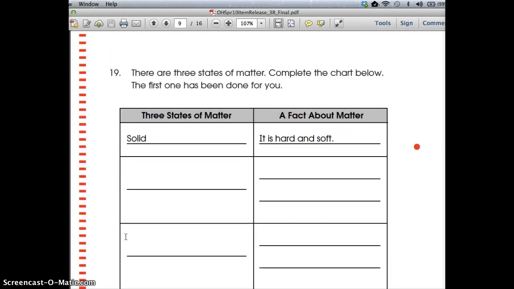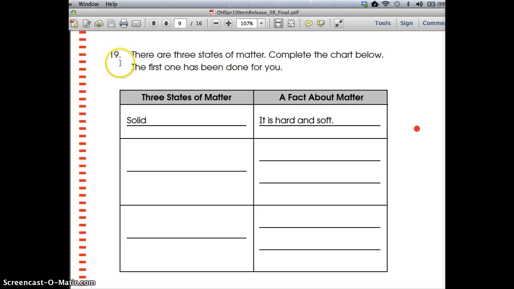Moving on to 19. How much is this one worth? Let's see. I can tell by how many blanks there are. There's a blank right here. 1, 2, 3, 4. And what do we have to do?